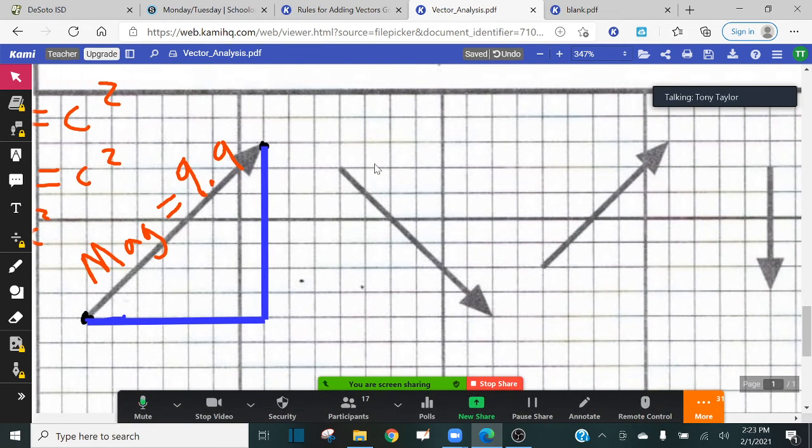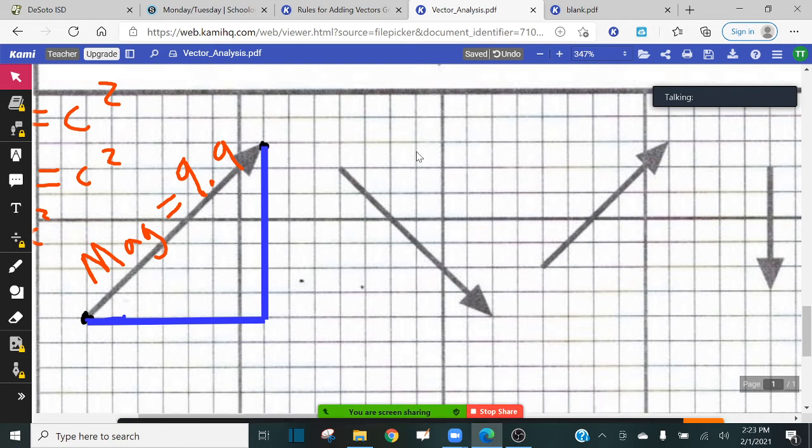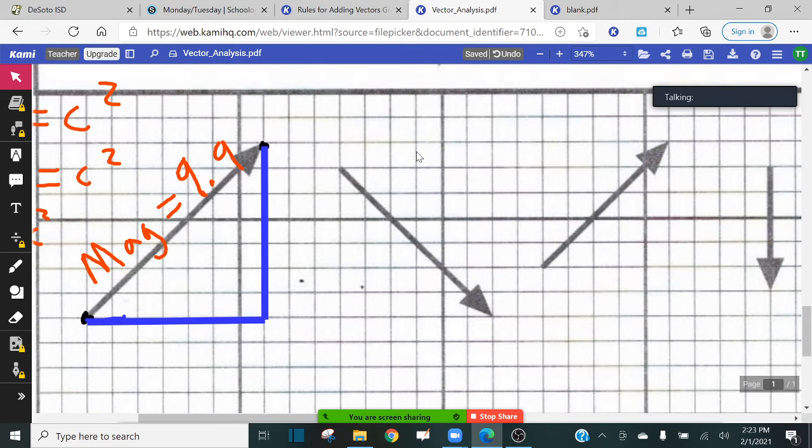We need to do another example. Let me see. Which one do I want to do? Let me see something.